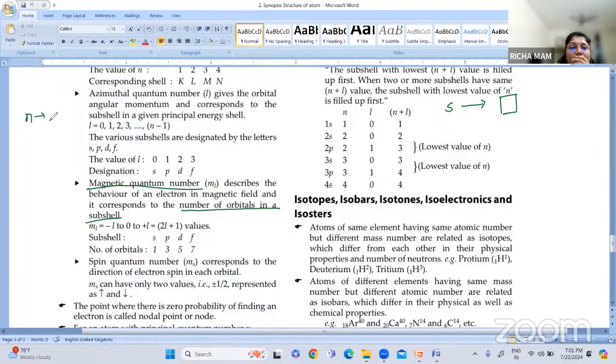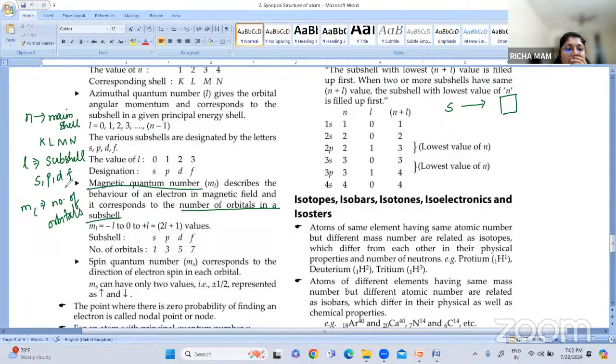N represents the main shell, that is your K, L, M, N. Then L is your azimuthal quantum number. It represents the subshell. The different subshells are S, P, D, and F. Then ml is your magnetic quantum number. Magnetic quantum number describes the number of orbitals.